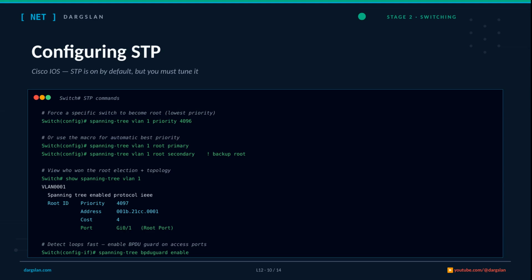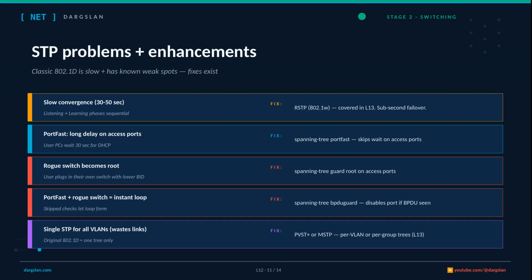And one more habit worth building early. Enable BPDU guard on access ports. So the second some rogue switch shows up where an end device should be, the port shuts down before a loop can ever form.